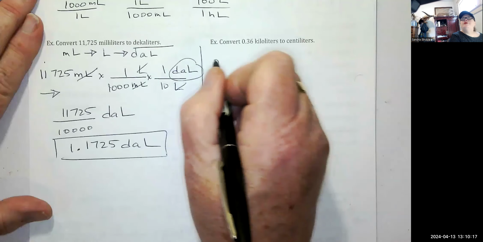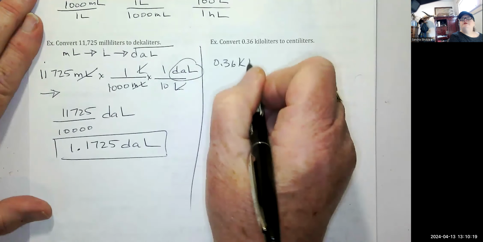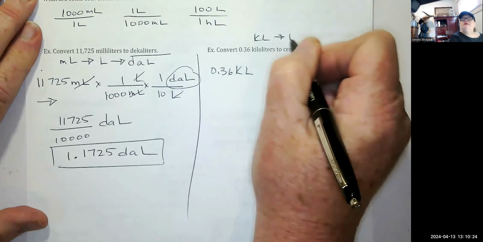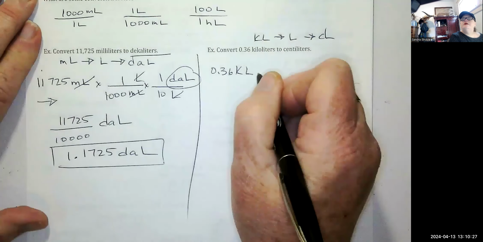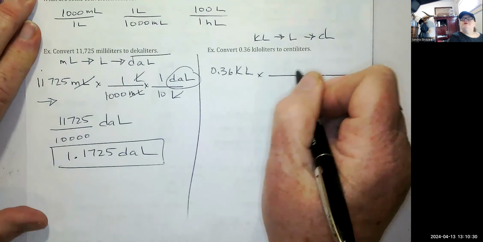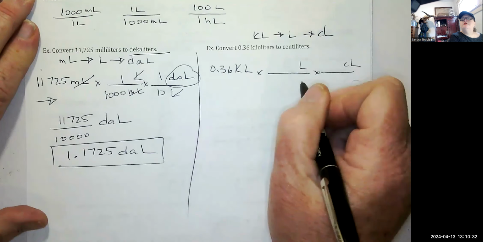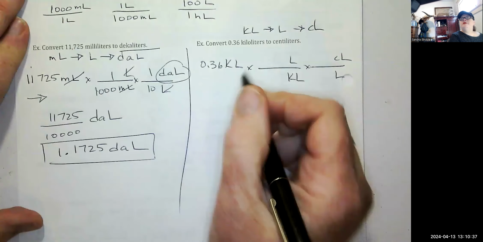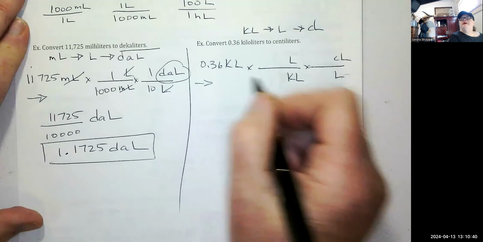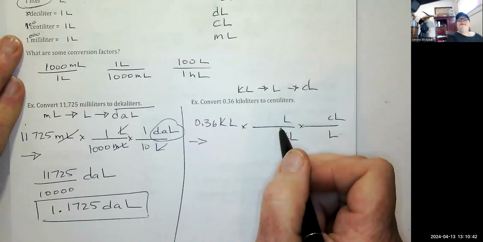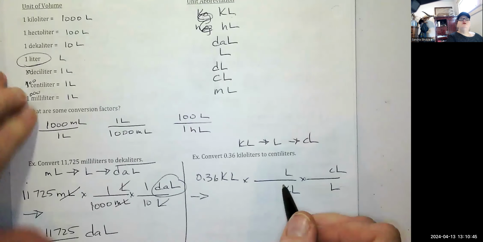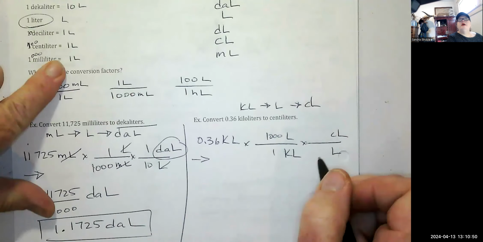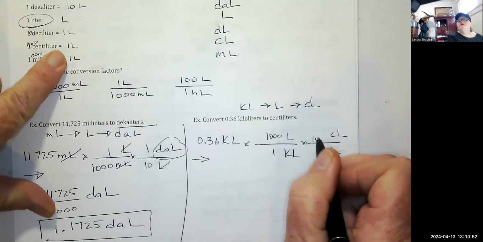The next one is 0.36 kiloliters, and they're wanting us to get to centiliters. So this is KL to L to CL. And this is going to go to liters and then centiliters. So KL is here and L is here, so that when we multiply left to right, they cross out. All right, kiloliters and liters. I've got 1,000 liters is 1 kiloliter, and 100 centiliters is 1 liter.